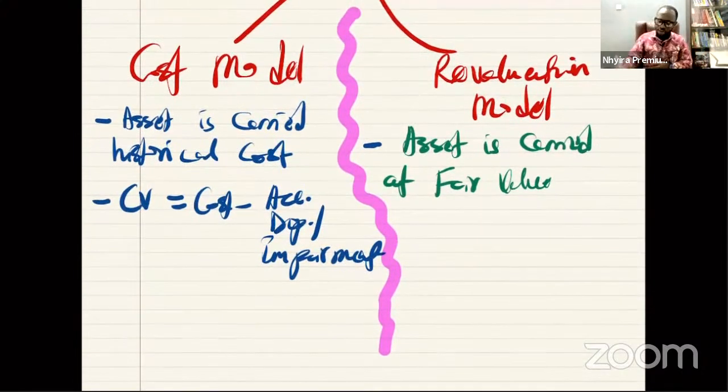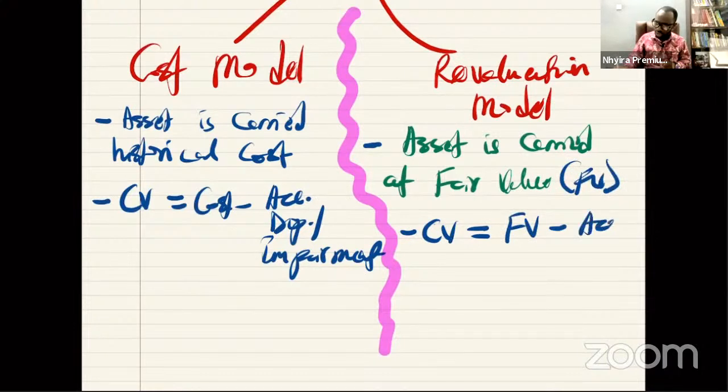So under the revaluation model, the asset is carried at the fair value. Then in that case, what's going to happen is that the carrying amount or the carrying value will be equal to the fair value minus any accumulated depreciation or impairment.